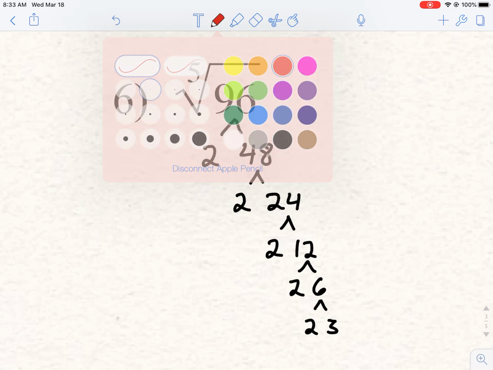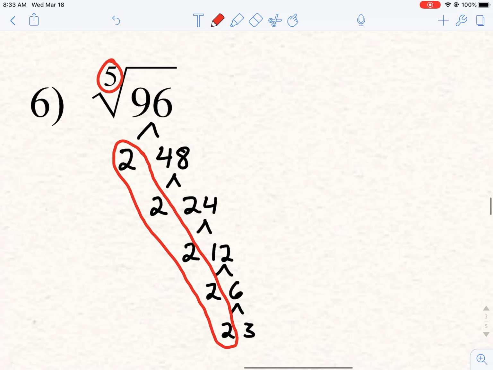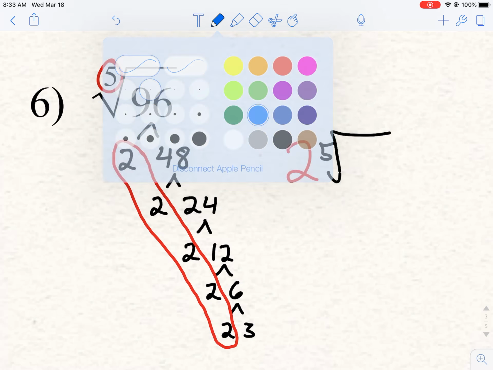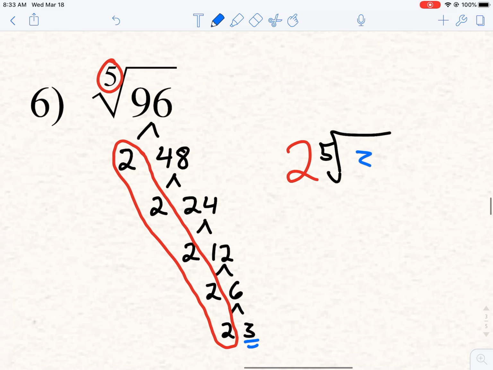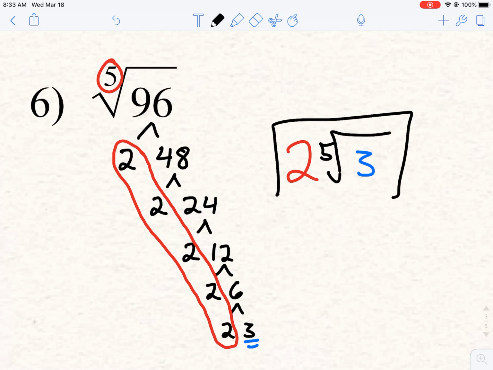2 and 3. So here, my index of 5 means that I've got 5 here that I need to circle. 1, 2, 3, 4, 5. So that's my number that comes out, is that 2. And then whatever remains is still inside the radical here, 3. So I get 2 5th root of 3.